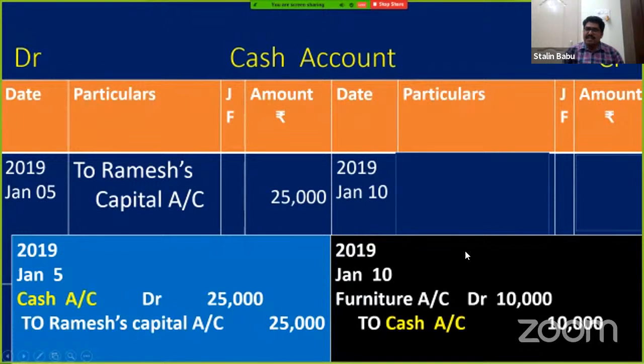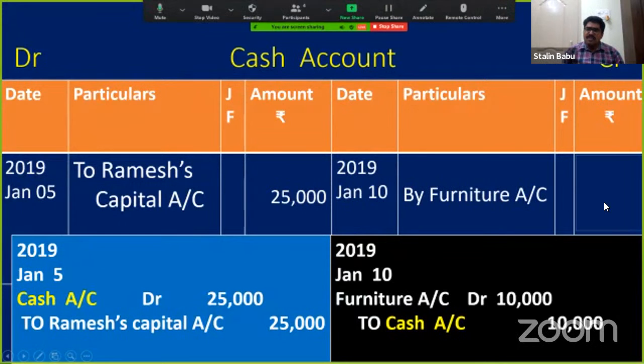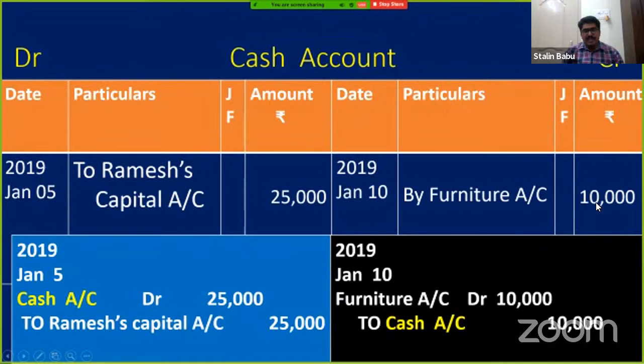So we have to take the debit account name. What is the debit account name here? Furniture account. By furniture account, and write the amount in the amount column, that is 10,000. So it is very easy to write the ledger account.